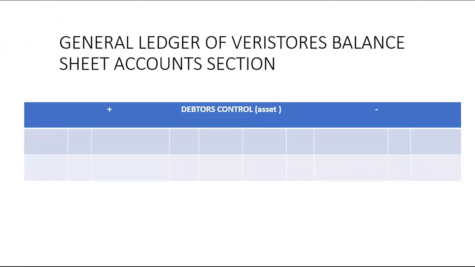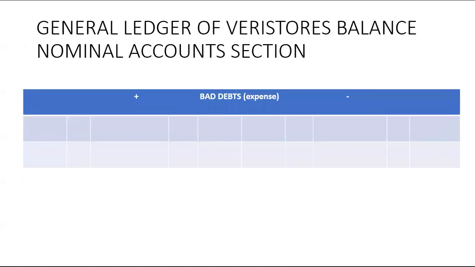Our debtors control account will be credited because the debtor will owe us less because of bad debts. But when you write it, you will write it as general credits, which is 420. And then we will have bad debts as an expense. Expenses increase on the debit side. It will be debtors control, general, and that will be 420.